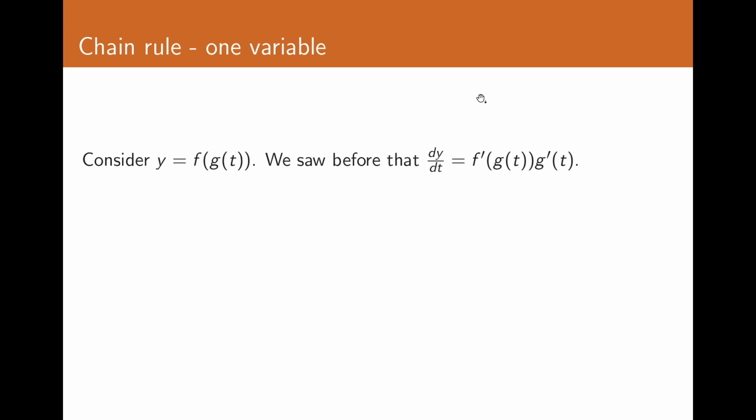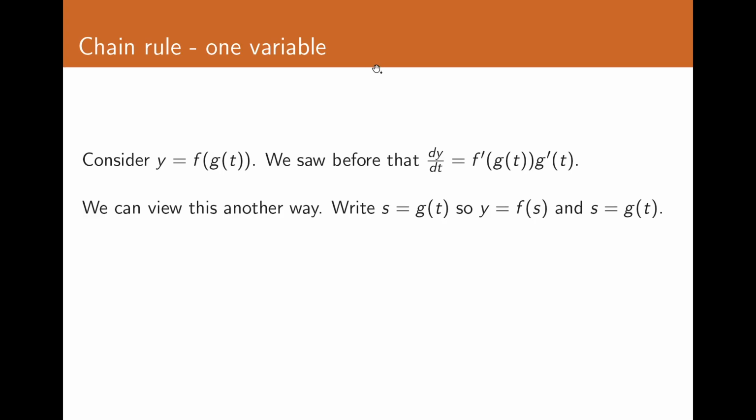In order to set it up so that this is going to look more like what we're going to come up with for multiple variables, let's rewrite this single variable chain rule in a little bit different notation. So let's take that inside function g of t and call that s. So now y is equal to f of s, and s is equal to g of t. So now if we take the derivative, dy/dt, we take the derivative of the outside function, and notice that's with respect to s, so dy/ds, and then the inside function is ds/dt.